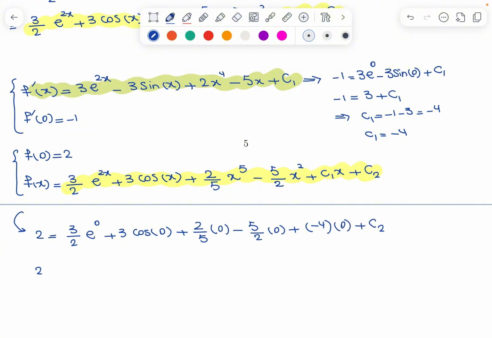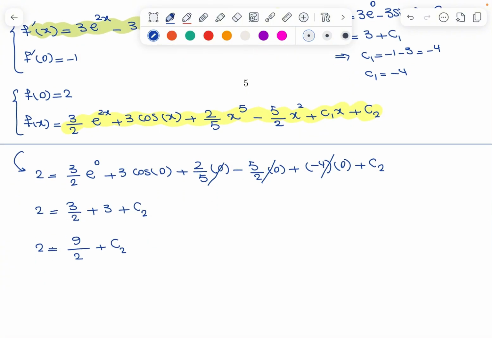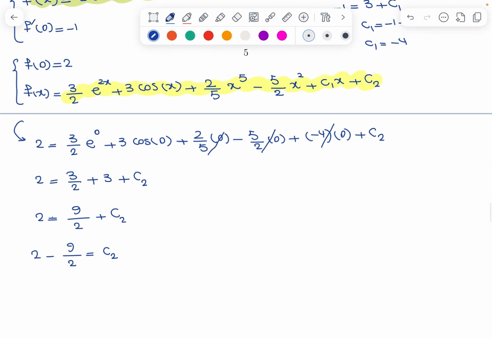So 2 would be equal to e to 0 is 1, 3 divided by 2 plus cosine of 0 is 1 plus 3. This is 0, this would be 0, this would be 0 plus c2. So 2 is equal to 9 divided by 2 plus c2. So from this equation, you can find c2. c2 would be 2 minus 9 divided by 2, which is equal to negative 5 divided by 2. So this would be c2.